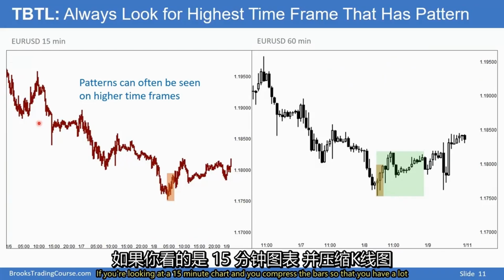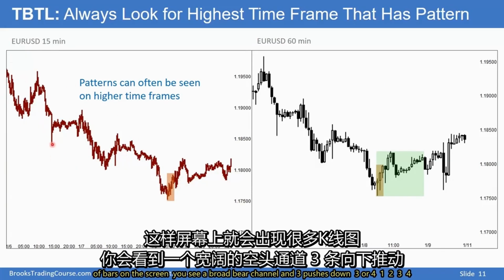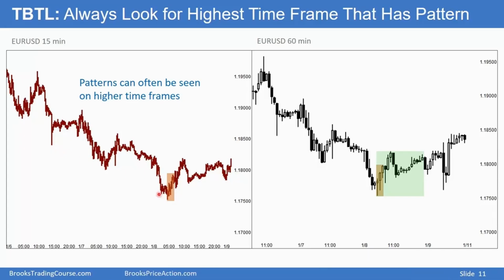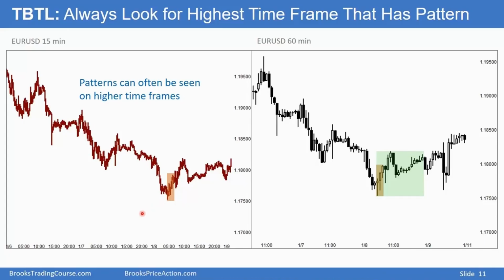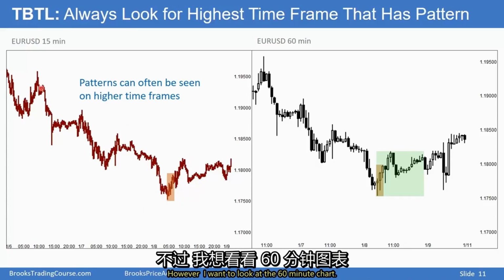If you're looking at a 15-minute chart and you compress the bars so that you have a lot of bars on the screen, and you see a broad bear channel and 3 pushes down, 3 or 4, 1, 2, 3, 4, or 1, 2, 3. It's a wedge bottom, and we have a small final flag here and a reversal.